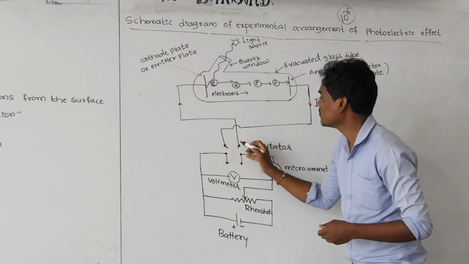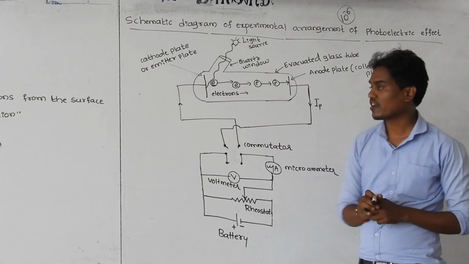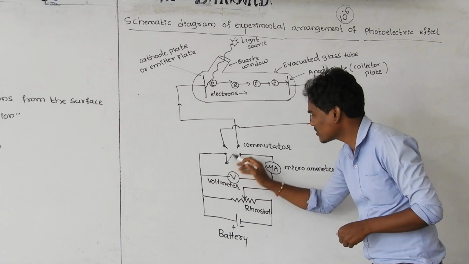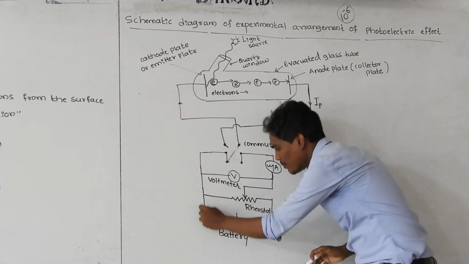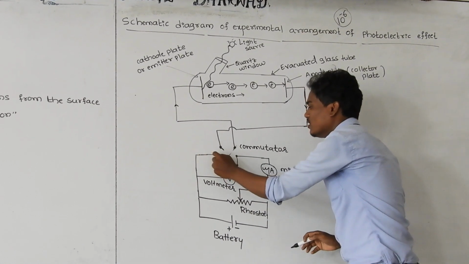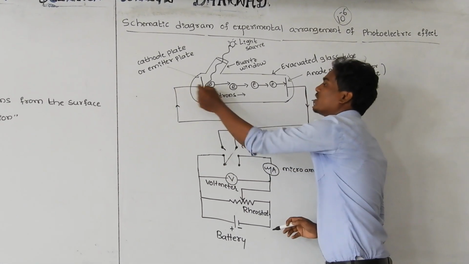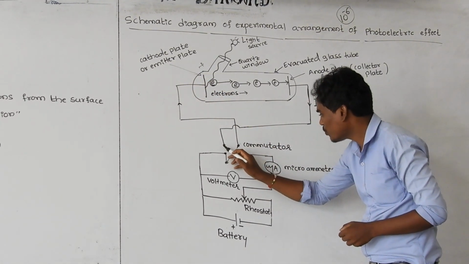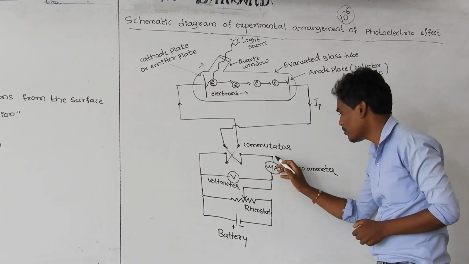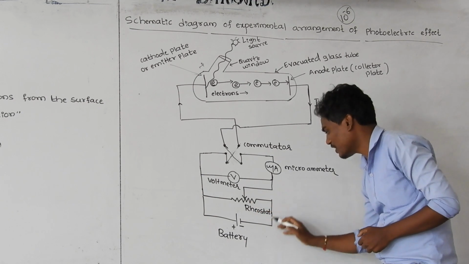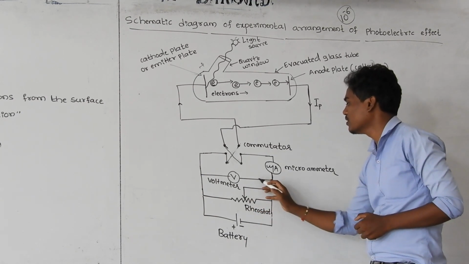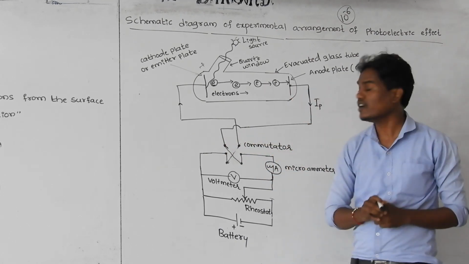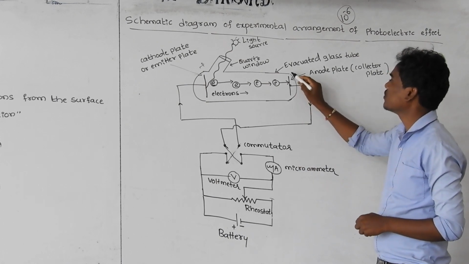This wire is connected to which plate? The emitter plate. If I connect this wire to this system, it goes directly to the battery positive, so the potential of this plate becomes positive. Then if I connect this point here, it goes to the battery negative. This wire is connected to which plate? The anode plate. Then the potential of the anode plate becomes negative.